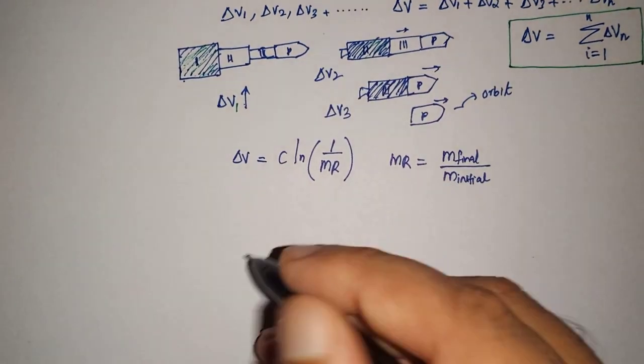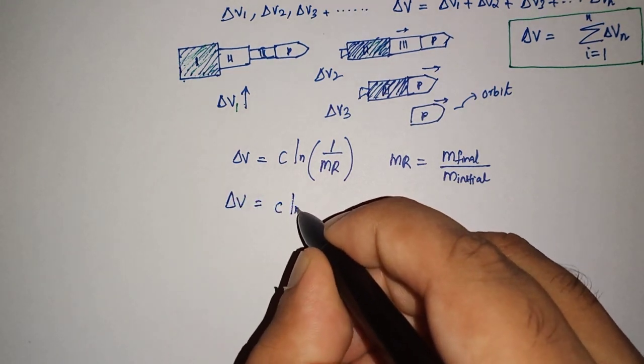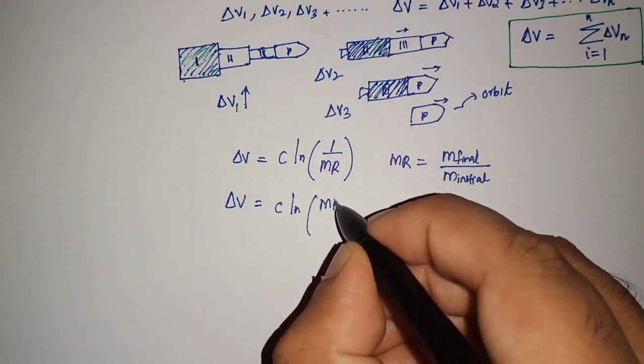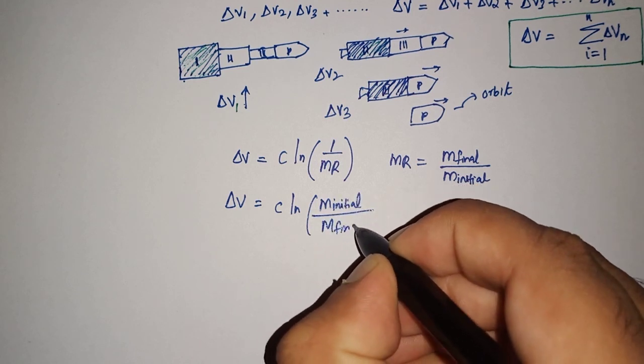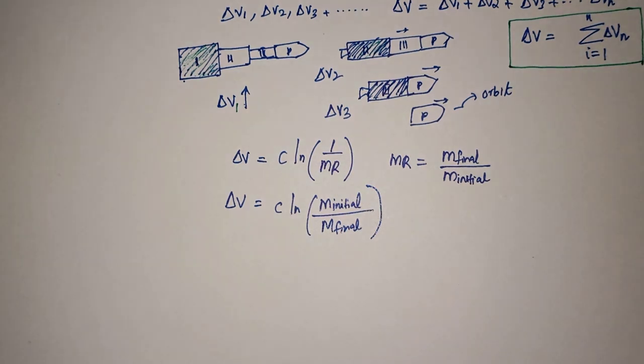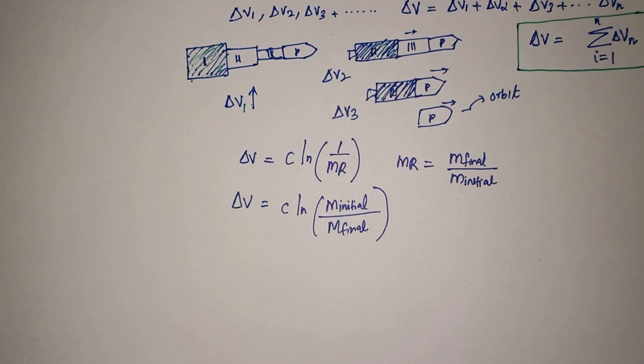You can write C into ln of m initial divided by m final, or in terms of final mass and initial mass also you can write. So, better clarification. Now we always try to remember one thing: whenever we come across any sort of additional numericals, any additional parameters or any additional stuff they are giving, you should be in a position to identify what is going to be the total net velocity gain.